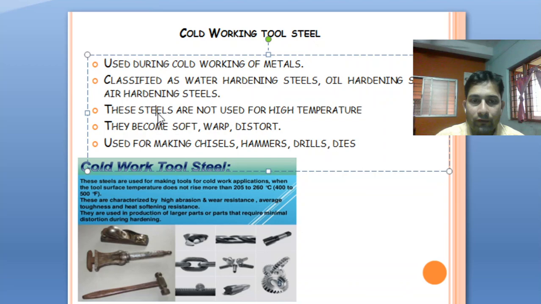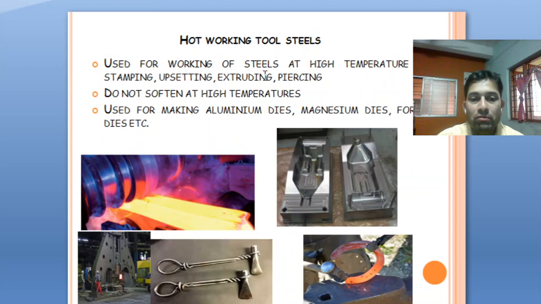Just opposite to this are the hot working tool steels, wherein the steels are used to make tools which are going to work at hot working conditions. So these are used for working of steels at high temperature applications like stamping, upsetting, extruding, piercing. There are n number of metallurgical operations wherein you are deforming the shape of the metal at high temperature. For example, there is forging, rolling, extrusion, drawing. These are all the processes in which you heat the metal, and at that time you deform the metal. And for deforming the metal at high temperature, you have to make use of this type of steel, that is, hot working tool steels.